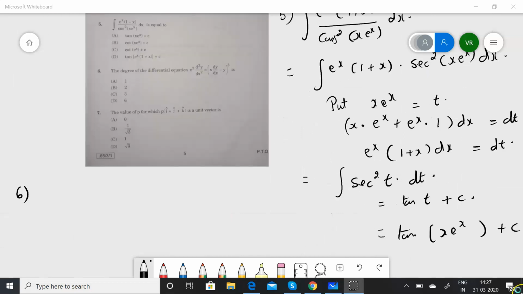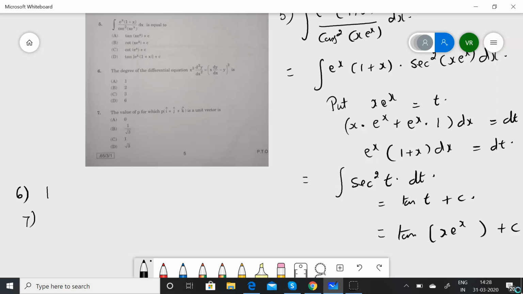Sixth question, the degree of the differential equation x squared d squared y by dx squared minus x dy by dx minus y the whole cubed is. Now we'll have to look into the degree of the highest order. Here the highest order is d squared y by dx squared, which is the second order. So the degree for that particular order is 1. So option A is correct.